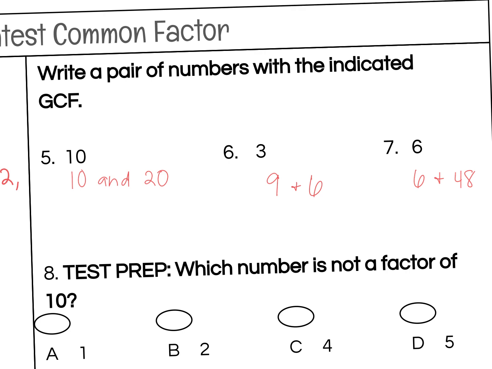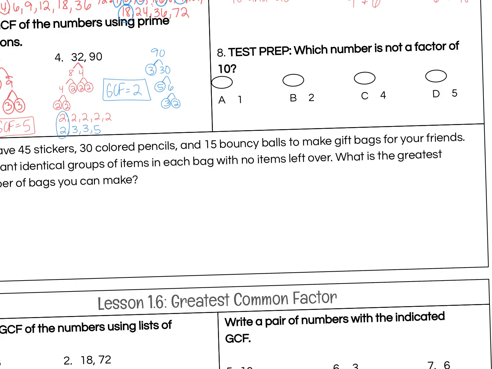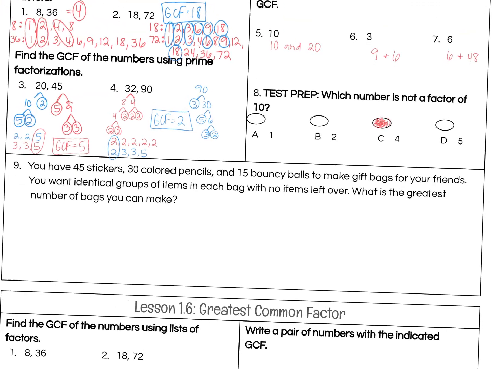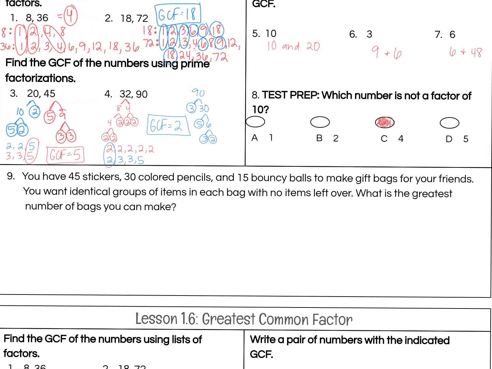Okay, we're going to stop here. We'll finish tomorrow. All right, so the number that's not a factor of 10 should be C. You can either color it in or just circle the whole thing. Doesn't matter to me.